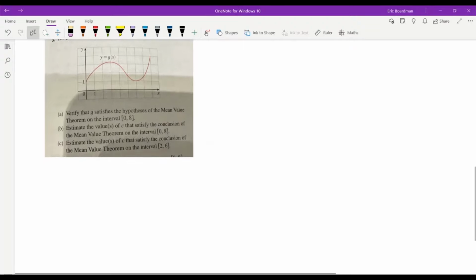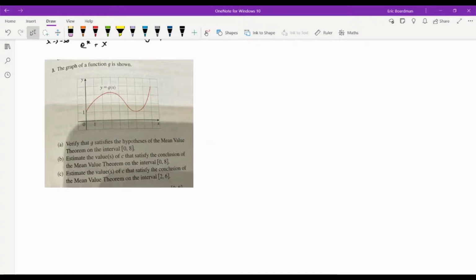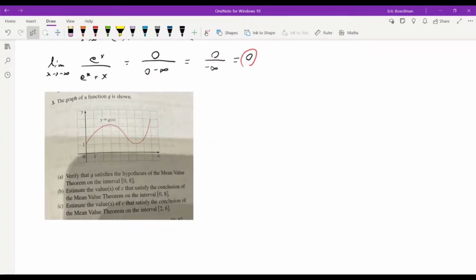So that's A done. Now B, I'm just going to try to draw a secant from one end to the other. This is going to be kind of tough, but I guess I could use the line tool.